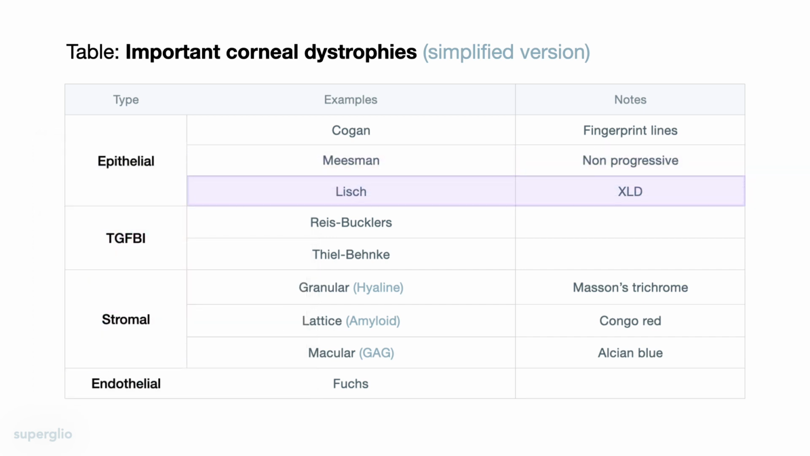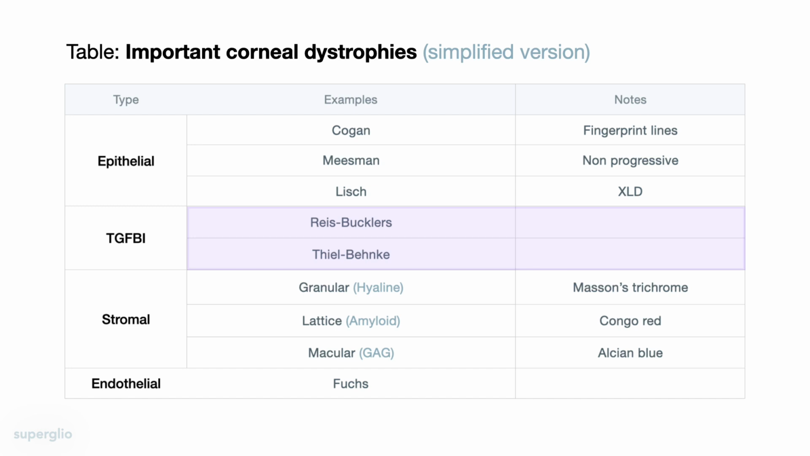Lisch nodules are transmitted in an X-linked dominant fashion. You can imagine Liz to be a female name. From female, think X-linked. There are two TGFB induced dystrophies, TGFBI. It's not TGFB inhibitor, it's TGFB induced.